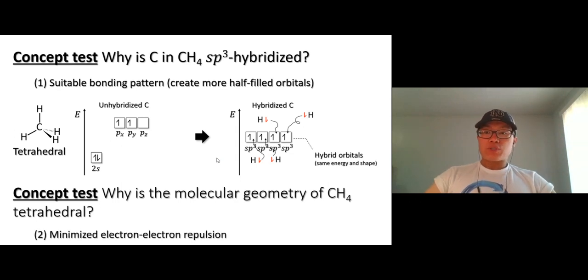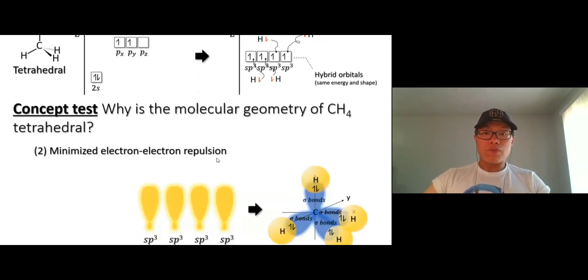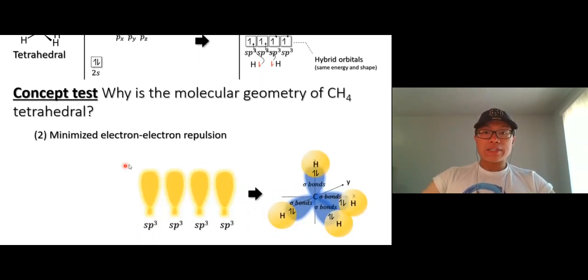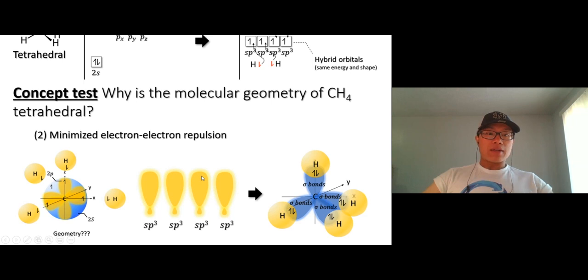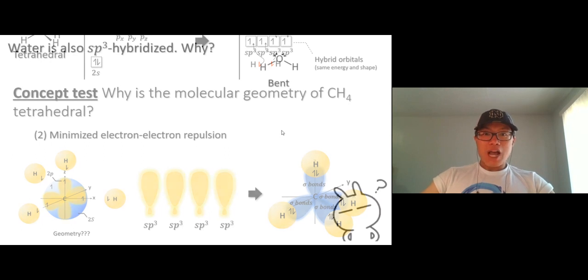All right. Now, next one. Why is the molecular geometry of methane tetrahedral? Well, the best geometry that minimizes electron repulsion is tetrahedral. Because carbon has 4 electron groups, the best structure is going to be tetrahedral. Without the hybridization theory, we might think that carbon formed that geometry. I don't even know what that is.